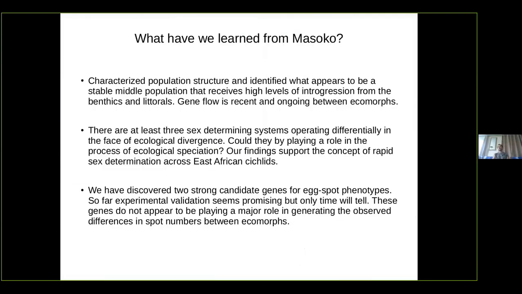So what did we learn from Masoko? Really that there are multiple sex systems in this small lake that support the idea of rapid sex determiner evolution. What's very interesting is how the sex determiners are being used differentially between the diverging ecomorphs. So now we're wondering, is this somehow playing a role in the divergence process? And then we have two strong candidates for genes influencing the egg spot phenotype.